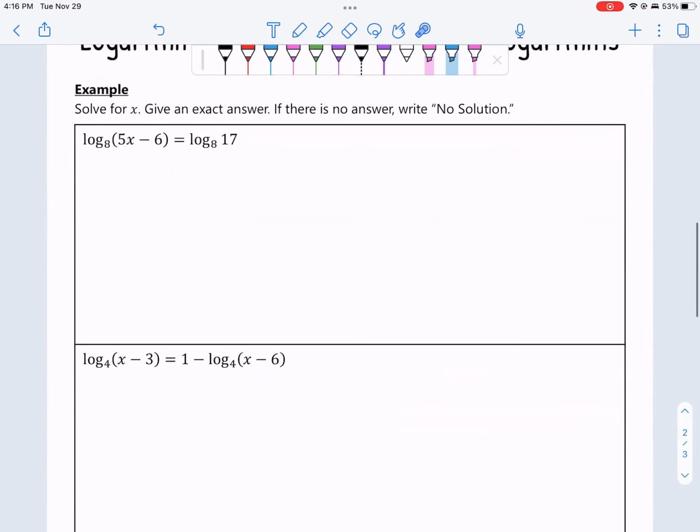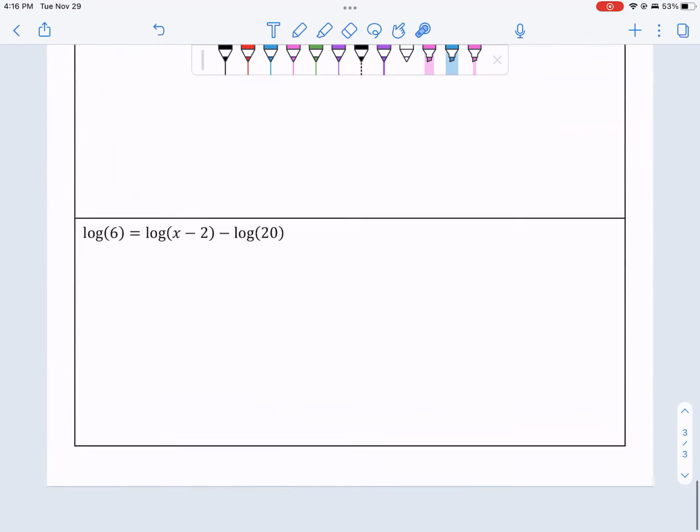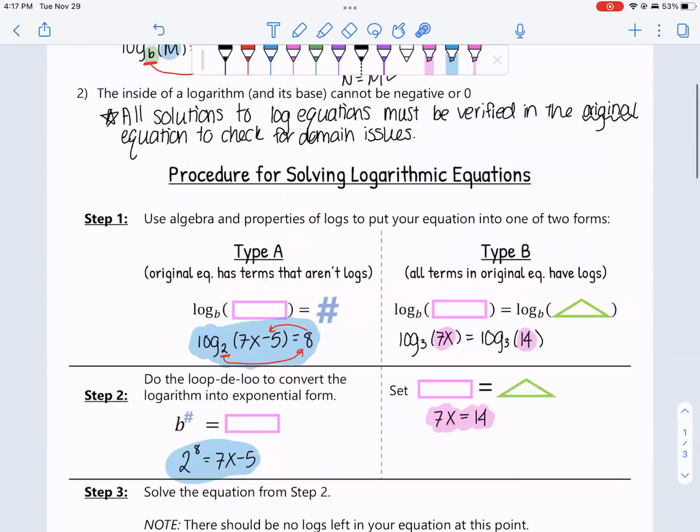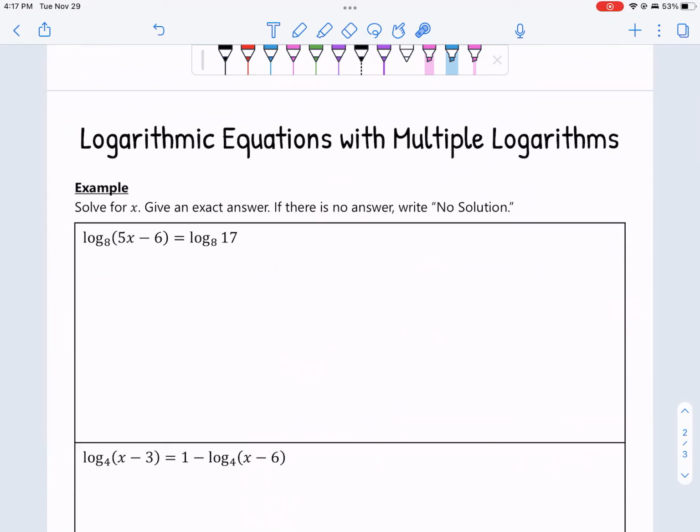All right, solve for x, give an exact answer. If there's no answer, write no solution. I could go through this entire page. I could go through all 2 pages right now and tell you if it's a type A or a type B. And maybe we will. Let's do it. Let's just look at them and decide if we're doing a loop-de-loo or insides equal. I'm looking at this guy. There's a log on both sides. There are no freestanding numbers. This is going to be setting insides equal. This is a type B. Type B. Insides equal.